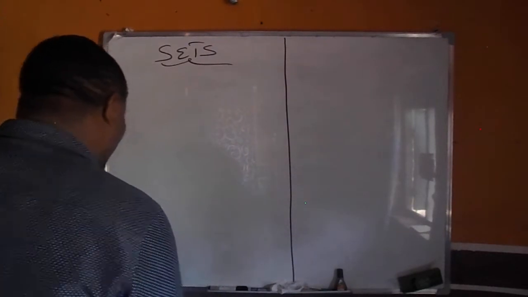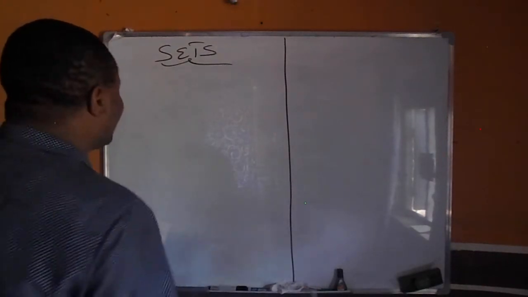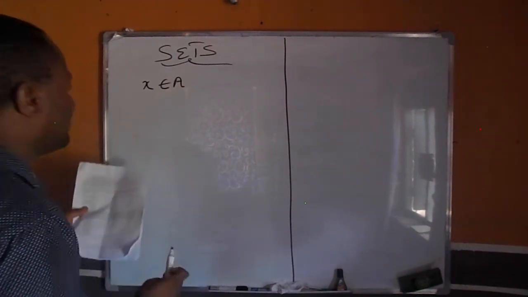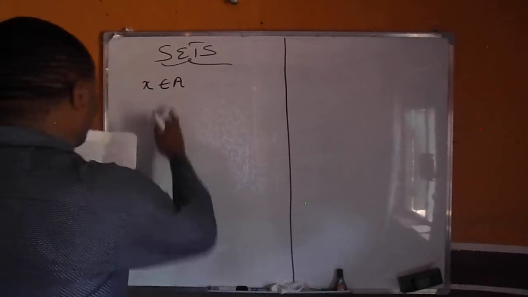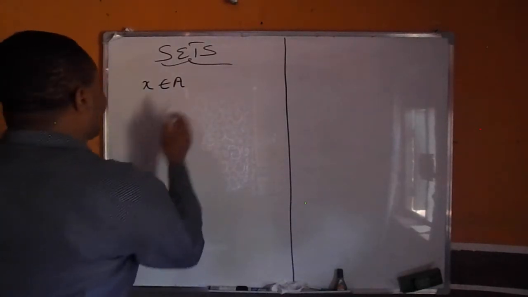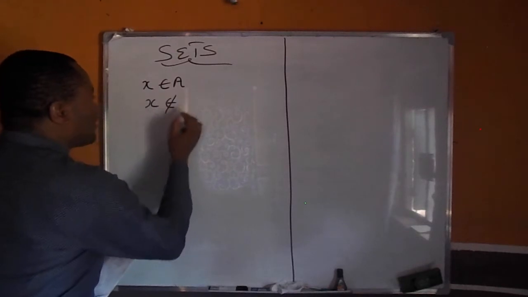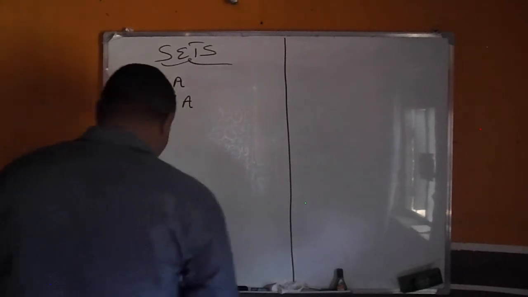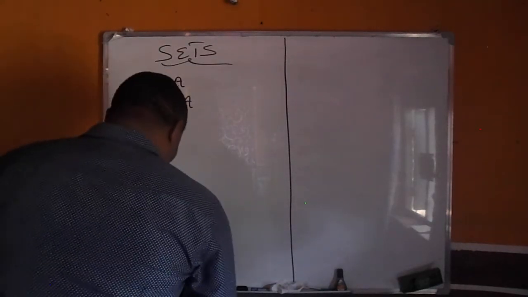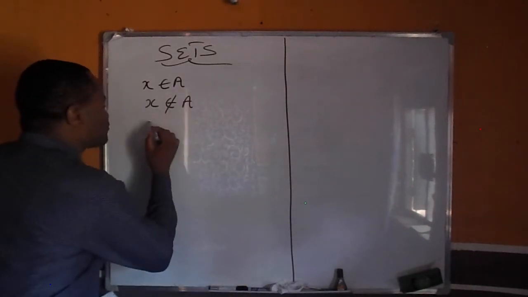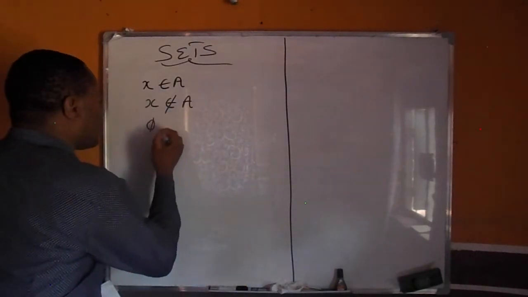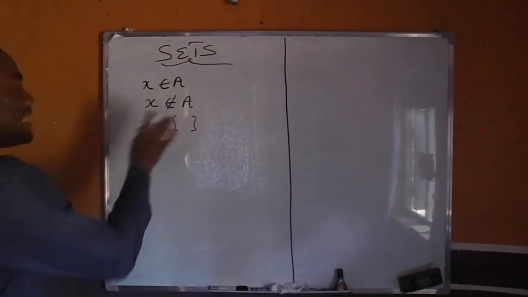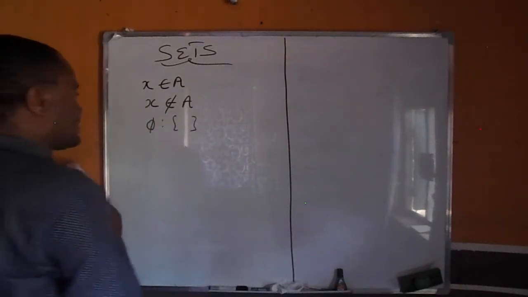In sets, there are some things that we have to note. If we have something like x is an element of A, what is this called? X is an element of A. Why we have this? X is not an element of A. We move ahead. In set, when we have something like this, it is called what? An empty set. It is an empty set.